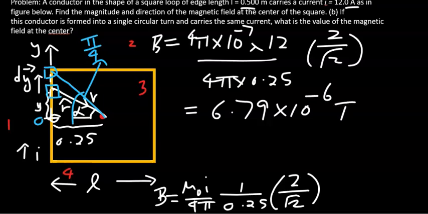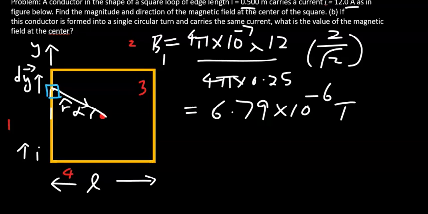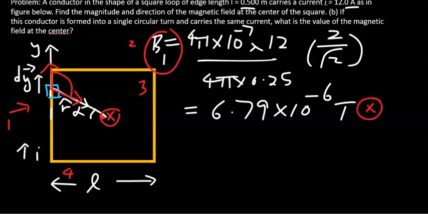Note, this is only due to segment 1. Let's work out the direction of this magnetic field B1 due to this segment 1. dy is going up, r hat is going like that. So when you curl your right hand fingers from dy to r hat, your thumb will be pointing into the plane. So the direction of this magnetic field is into the plane.